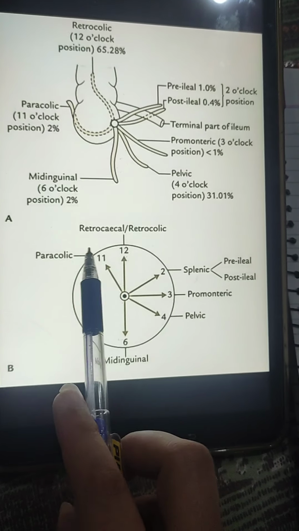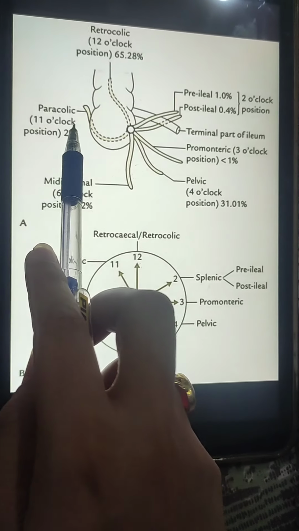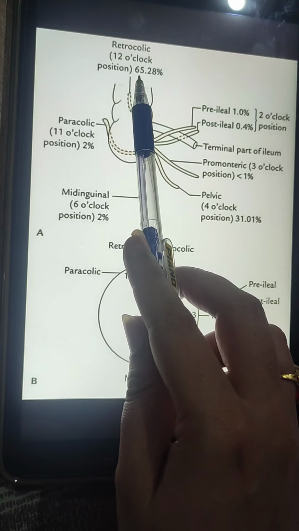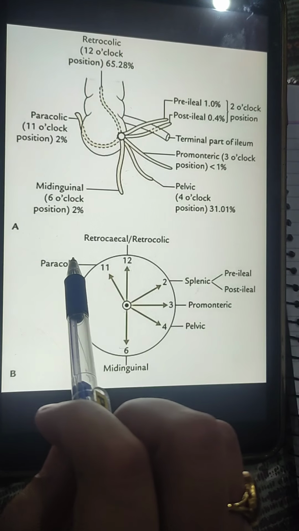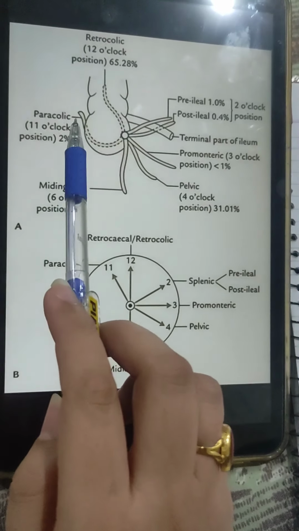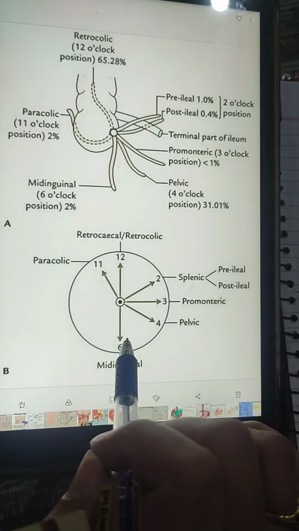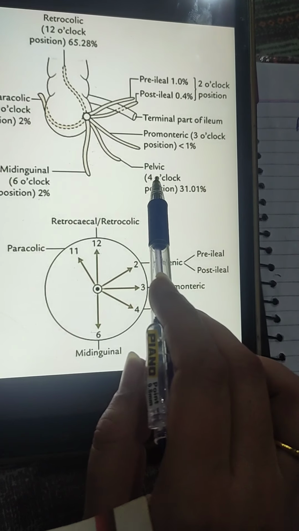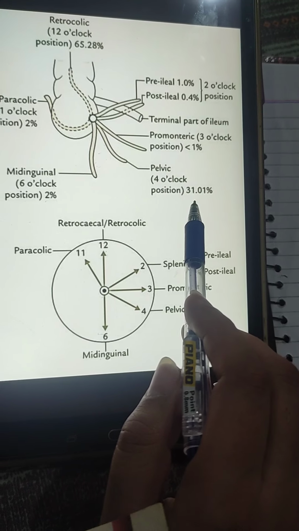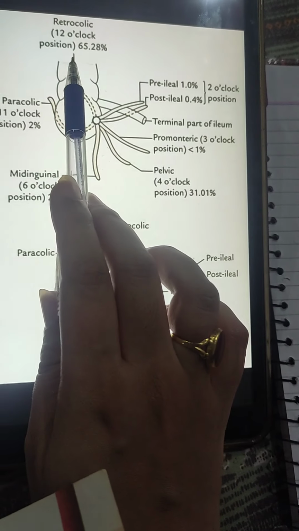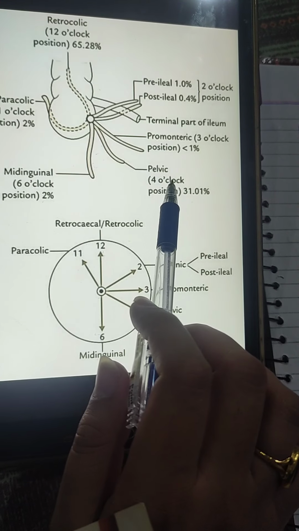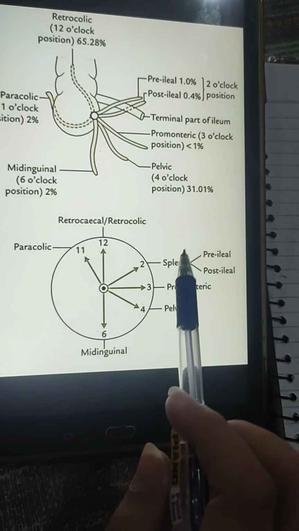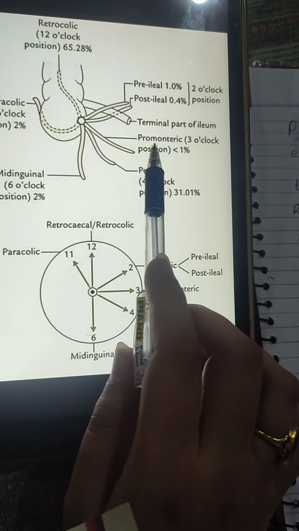The most common position, as I told you, is the retrocolic position. Here we can see the incidence. Retrocolic, I told you, happens in 65% people, while this paracolic, which is 11 o'clock, happens only in 2% people. While this mid-inguinal, where it is pointing towards midpoint of inguinal ligament, also happens in 2% people. Pelvic position, which is 4 o'clock, happens in 31% people. So you can see after retrocolic position, pelvic position is the most common position for the appendix. While the 3 o'clock position, that was promontoric, happens in less than 1% people.